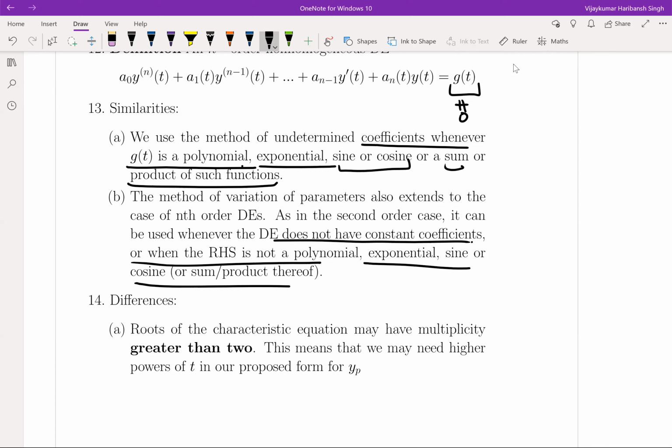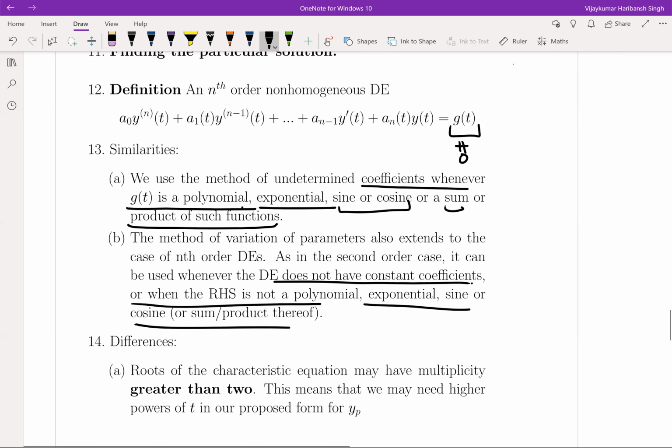We can copy what we did in the second order differential equation, when we could apply the undetermined coefficients, the same way to the nth order linear differential equation. And what do we mean by we can apply the method of undetermined coefficients? When the coefficients are constants and g of t is of special form, either exponential, polynomial, sine, cosine, or a multiple or sum of these.